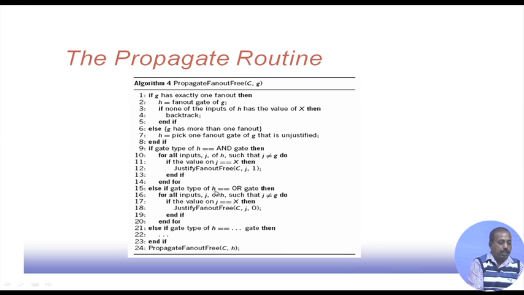Similarly, if the type of the gate is OR, it is just the reverse logic. Wherever we have J equal to X, we need to put J equal to 0. In this way, for all types of gates, we can write down the routine so that the line G will propagate through the circuit to the primary output. We will continue in the next class.